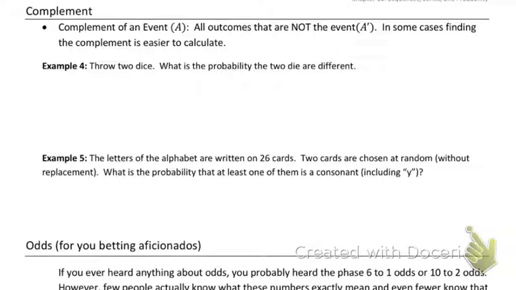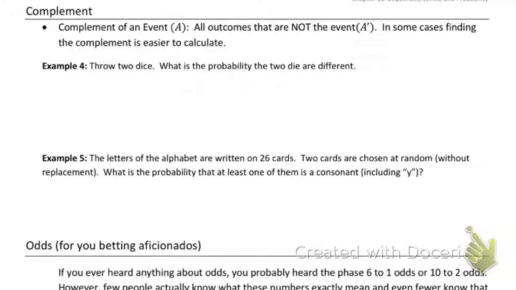So a complement of event A are all outcomes that are not in the event, and we call it A prime, or A apostrophe. So A prime stands for the opposite of what I'm looking for. In the homework, we're looking for at least one red. The complement would be no reds. In some cases, finding the complement is easier to calculate. In fact, there are some cases where you have to find the complement first. There is no way to go directly into the actual answer you're looking for.